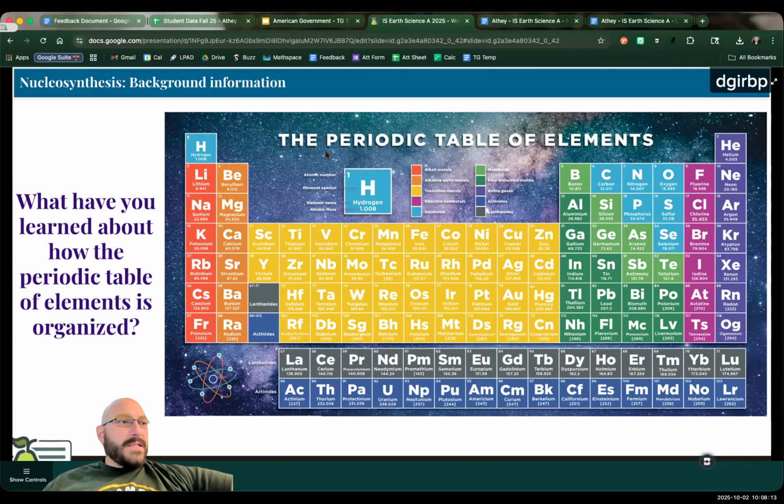So here we go. We've got the periodic table, right? We're going to be talking about nuclear fusion and stuff, right? But we've got element number one here, hydrogen. Hydrogen has one proton.